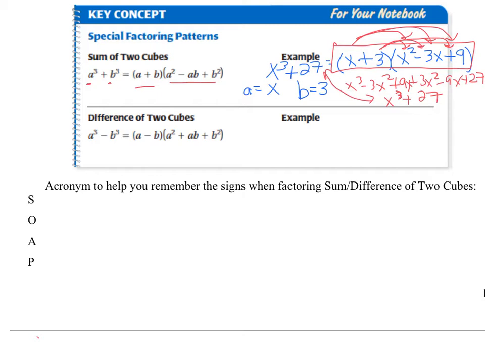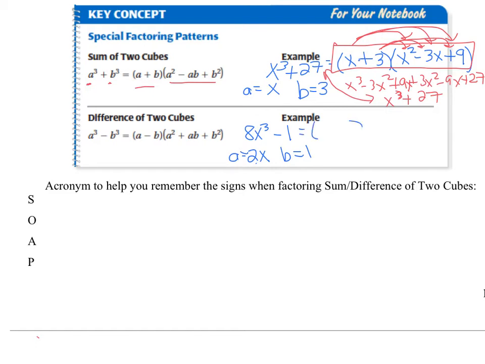Okay, so let's look at an example. If we had 8x cubed minus 1. Well, the a value this time is 2x, because 2 times 2 is 4, times 2 again is 8. X times x times x is x cubed. The b value is 1, because 1 times 1 is 1, times 1 again is still 1. Don't worry about the minus sign, we'll take care of that in the pattern.